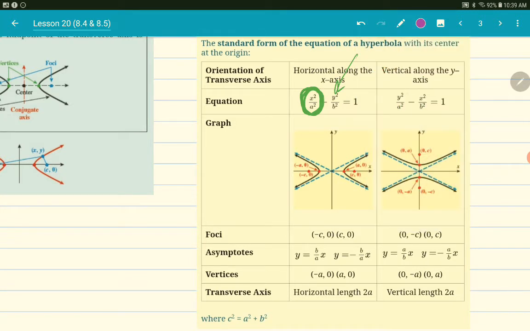As opposed to when we have the leading y squared, because the y squared is the positive term, that tells us it's going to be vertical. So the transverse axis, when it's centered at the origin, is the y-axis, and it'll open up and down. All right. Our other variables are similarly defined as we've seen before in the ellipse. We have the foci starting from the center. You can go plus or minus c to get to the foci. Starting from the center, you can go plus or minus b and plus or minus a to get to the vertices.